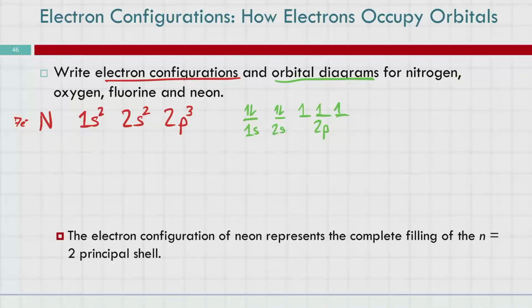All right, moving on to the next one. Oxygen, O. Oxygen has 8 electrons. If we look at the periodic table, right, nitrogen.